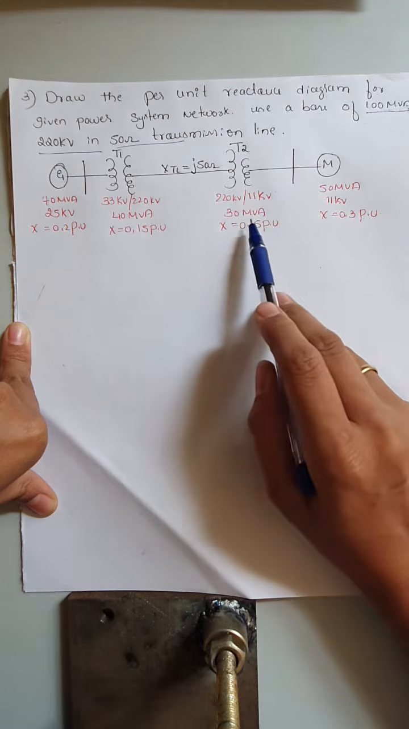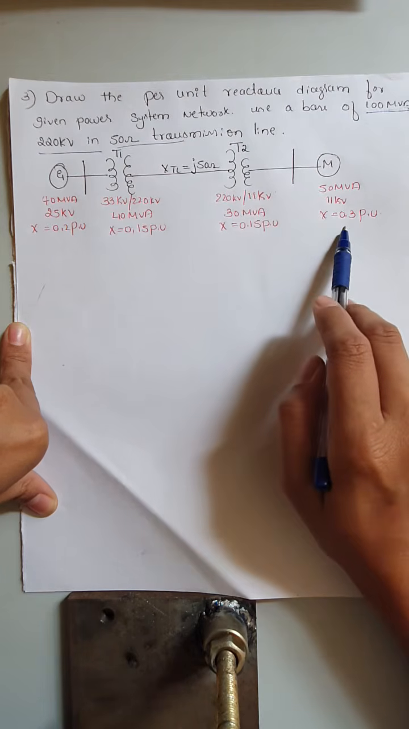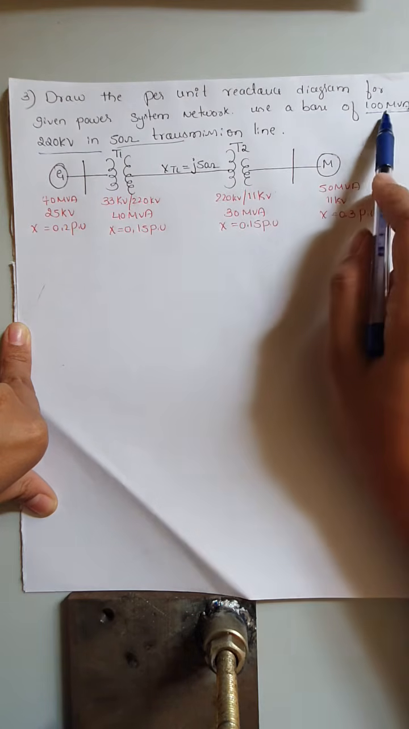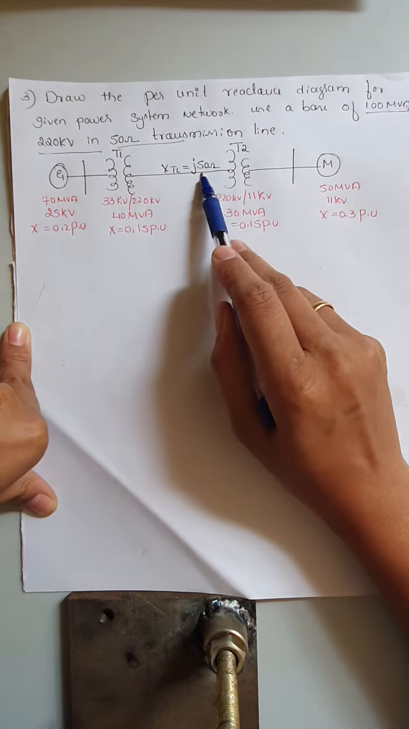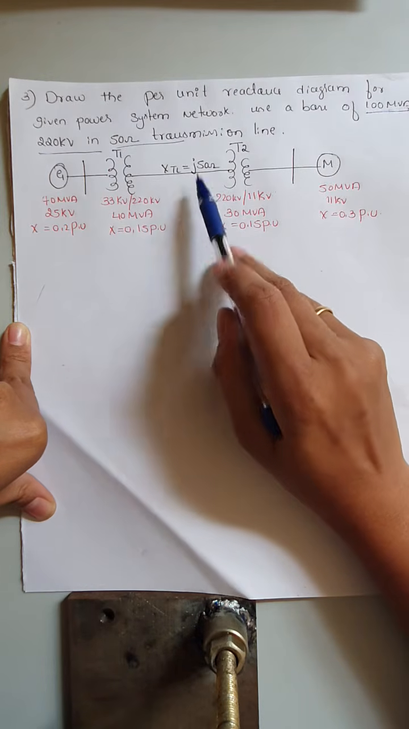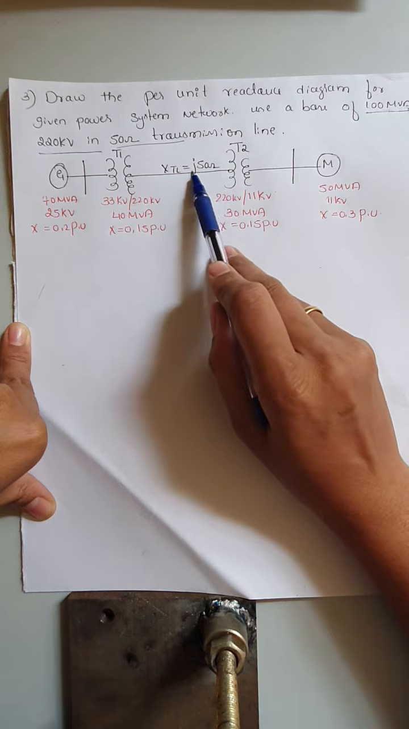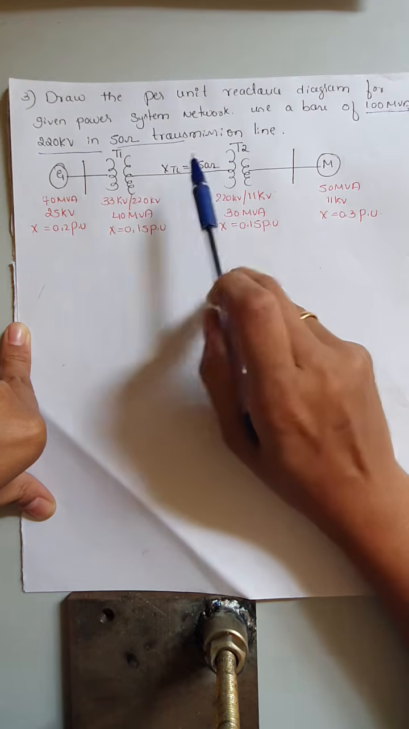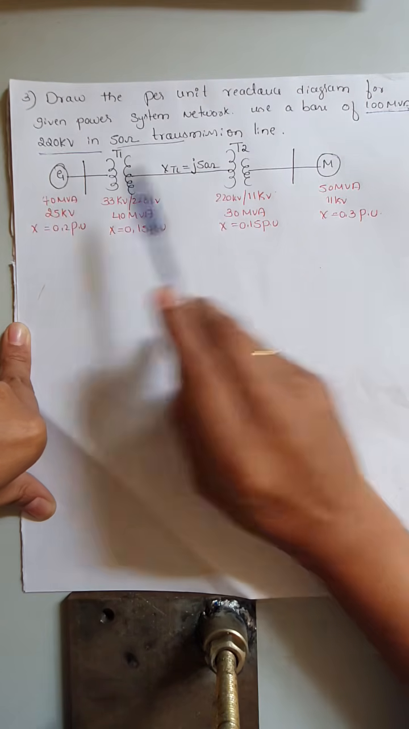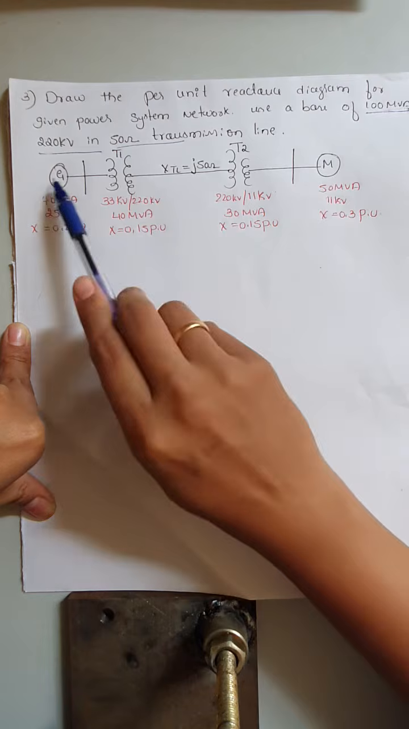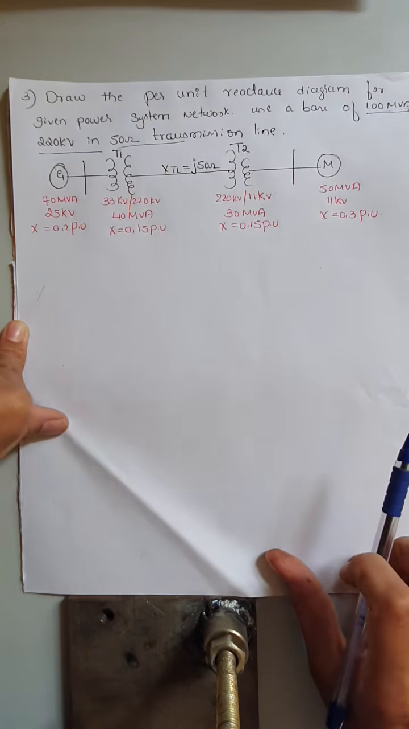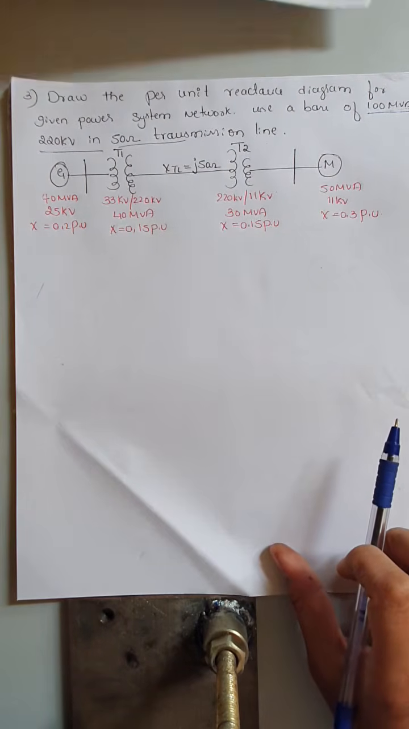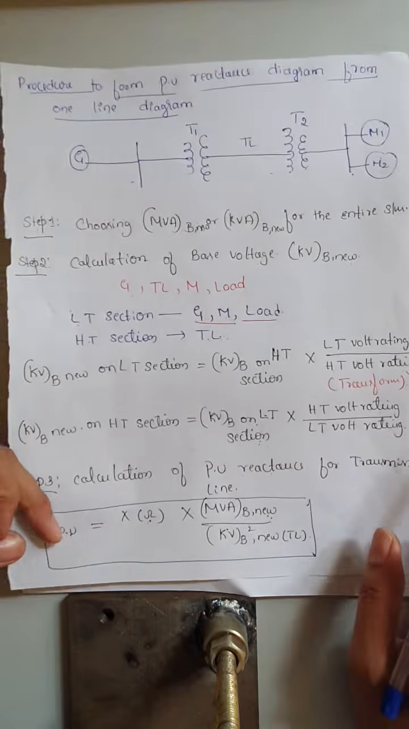Similarly, T2 and the motor have the following ratings. So remember, the transmission line value they have given as a reference value. By taking this as a base value, you need to calculate the base voltage of the generator and the motor. Both lie on the LT section. So now we'll proceed with the procedure. Just look at the procedure once.